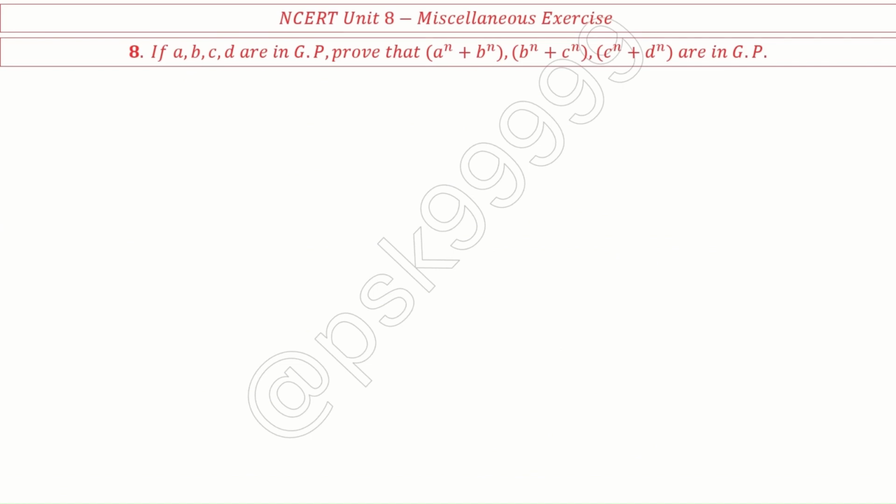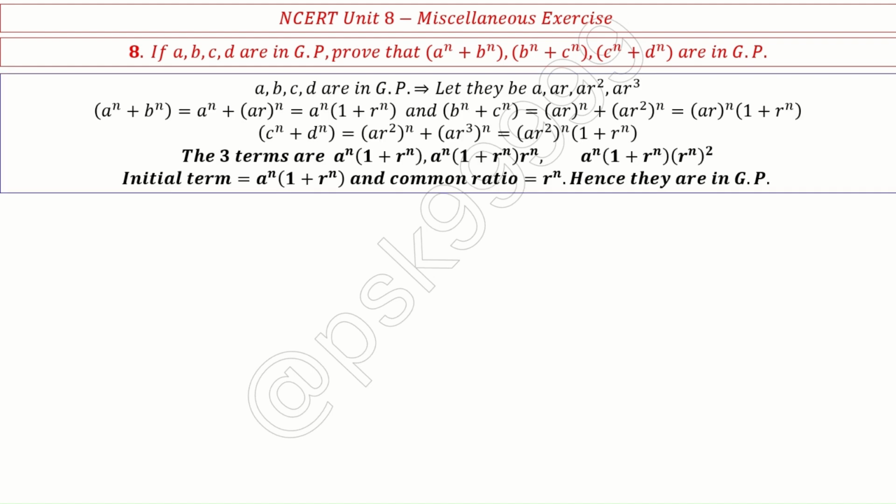Next. Yeah, next question. If a, b, c, d are in GP, prove that a to the power of n plus b to the power of n, b to the power of n plus c to the power of n, c to the power of n plus d to the power of n are also in GP. Okay, so this is simple. We know 4 terms are in GP, so we will let them be a, ar, ar square and ar cube. Now, if you want to prove these 3 terms are in GP, we need to prove that (b to the power of n plus c to the power of n) whole square equals the product of the other two, right? So that's all we will do basically. What is a to the power of n plus b to the power of n as per this? a plus ar, correct?